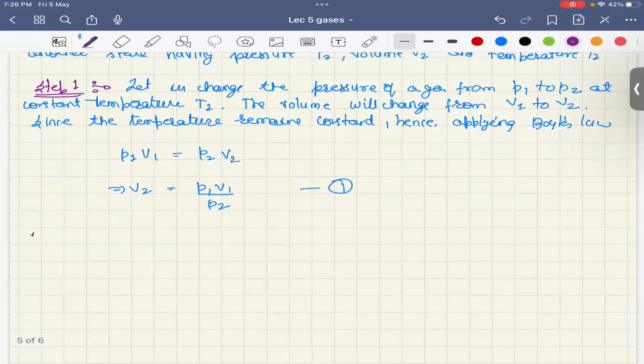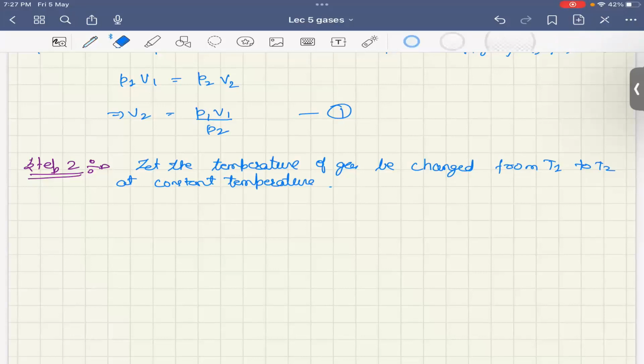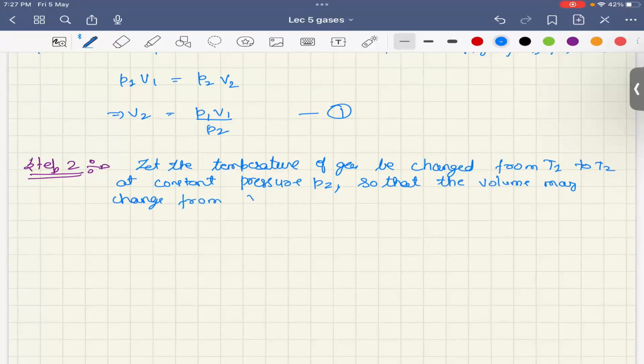And step 2, what is going to happen? Let the temperature of the gas be changed from T1 to T2. However, here we keep the pressure constant at P2, so that the volume will change from Vx to V2. This Vx is the intermediate volume, right?